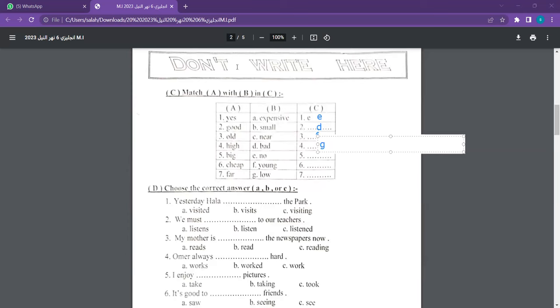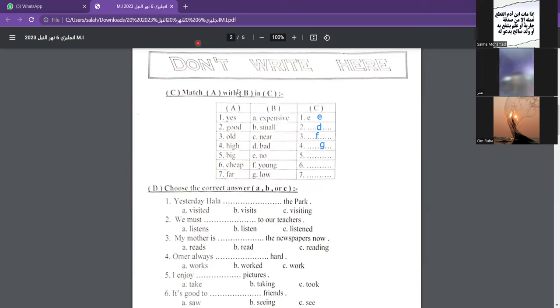Yes. Okay. Number five, big. What is the opposite of big? Small. Very good. Yes, small. Small is number B. I will write here B.